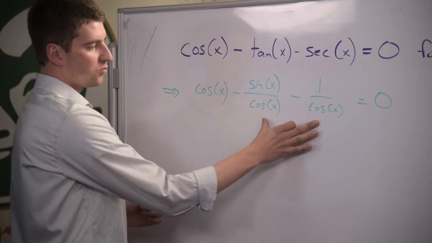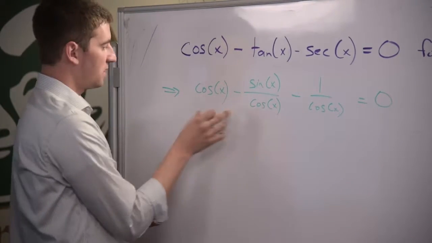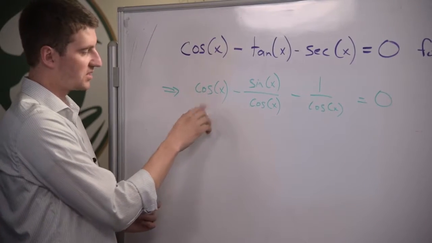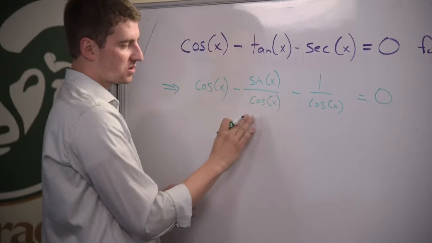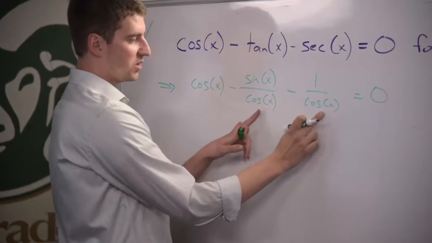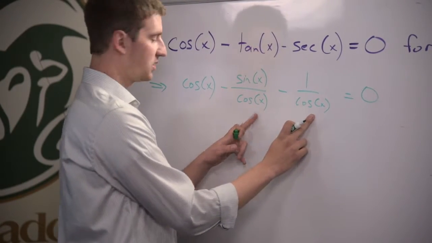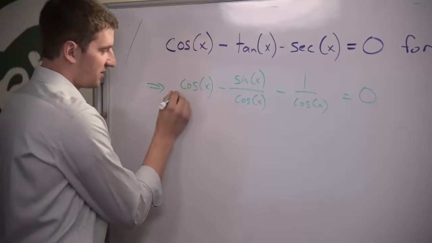What else can we do with this? Well, we can see that we can combine these as one fraction. This one can't, because it doesn't have a denominator of cosine. So what we should do is introduce a denominator of cosine, since we already have to worry about it in our domain initially. So let's just divide this term.